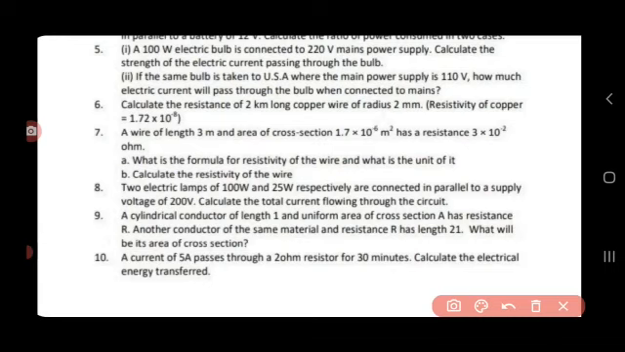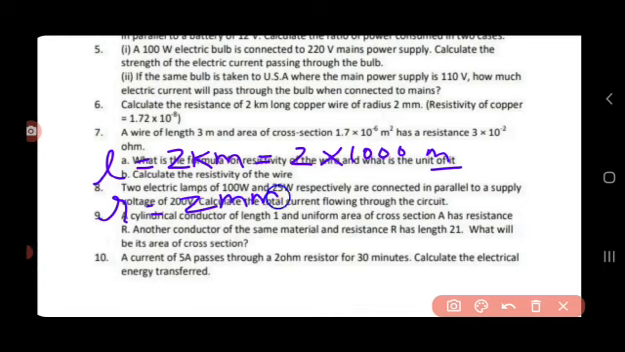Now find the area. Area is equal to pi r square. We know the value of pi, that is 3.14, into r square. R is 2 millimeter, converted into meter. We get the value of area. Now, resistivity is also given, that is 1.72 into 10 to the power minus 8. So you have to find out the resistance.